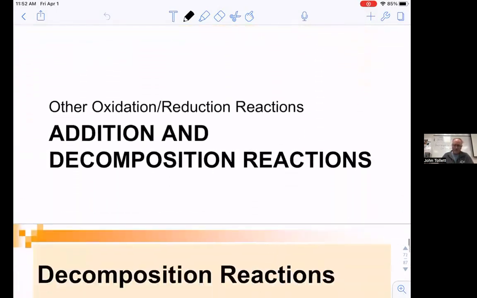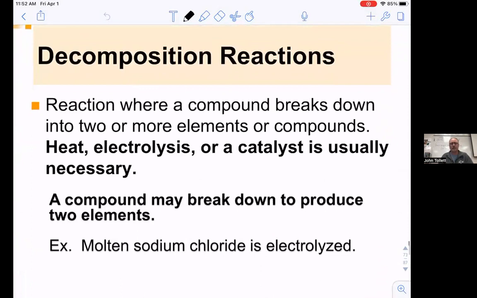So we're going to start with decomposition reactions. A decomposition reaction is where you have a single thing breaking up to make more than one substance. It could be elements or compounds. It usually requires something to happen, whether you add electricity through electrolysis, or perhaps you add a catalyst, maybe you add heat. Something's decomposed automatically, though a catalyst helps make it go faster. But in a sense, it's just something that breaks up into two or more things.